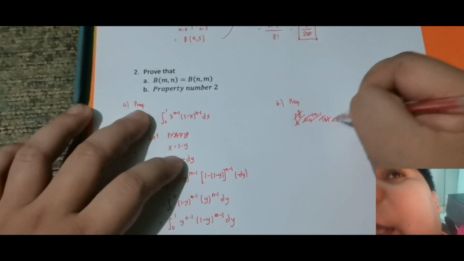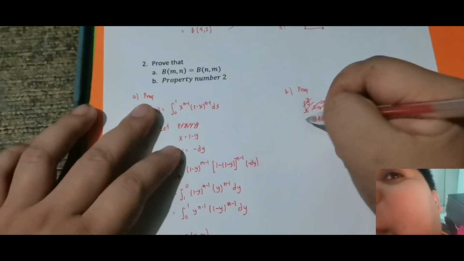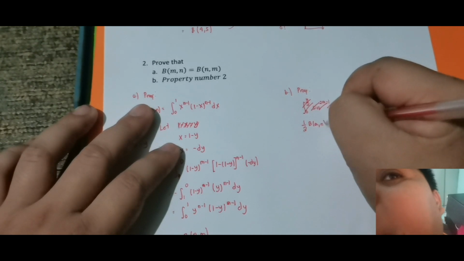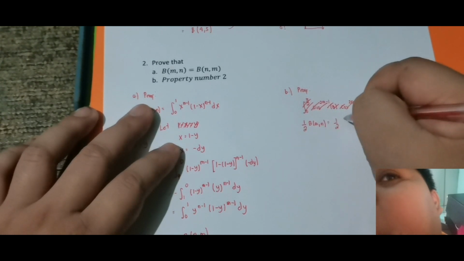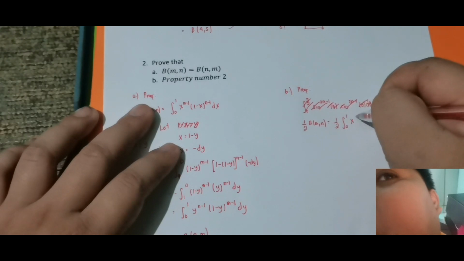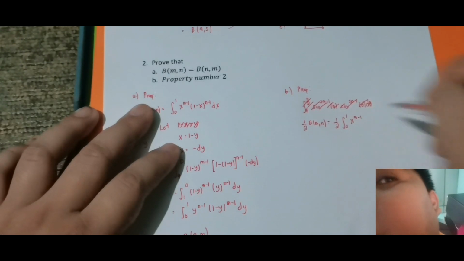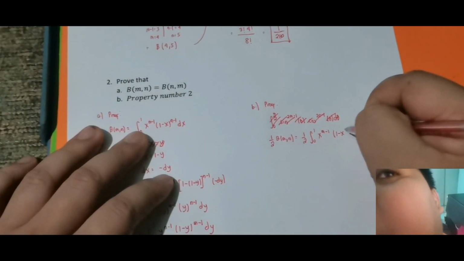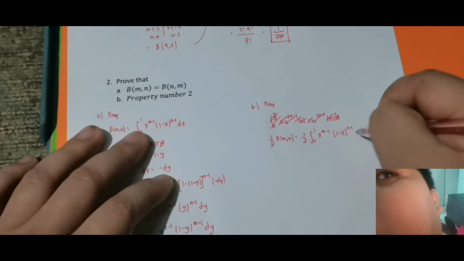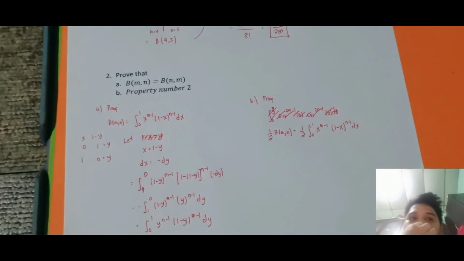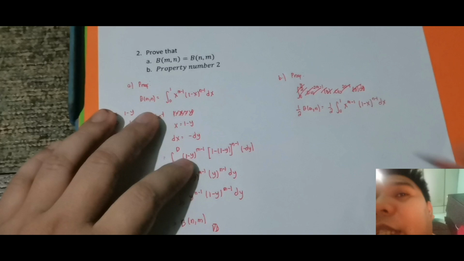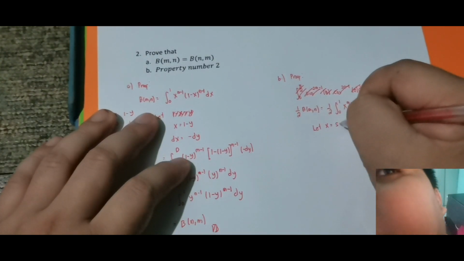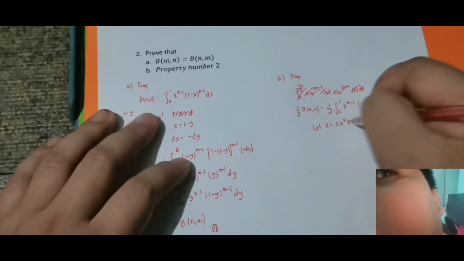So, mula sa 1/2 beta of m comma n. So, by definition of beta, this is 1/2 integral from 0 to 1 ng x raised to m minus 1. Then, we have (1 minus x) raised to n minus 1 dx. Okay, so I guess pinakamabilis na gagawin natin is ilalet natin si x equal kay sine squared theta.